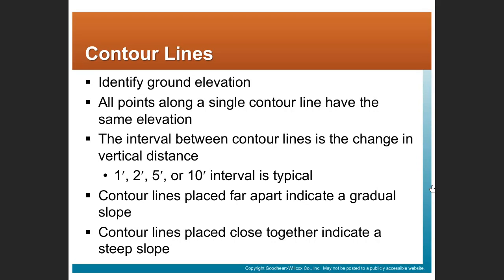The interval between the contour lines indicates a change in elevation, or a vertical distance. That interval will vary depending on the topography of the area. In a place like Chicagoland where there isn't much change in elevation, we may have a fairly small interval, 1 or 2 feet. In a hillier place with more change in topography, we're going to have a greater interval between the contour lines, just so we don't have so many contour lines on our drawings.